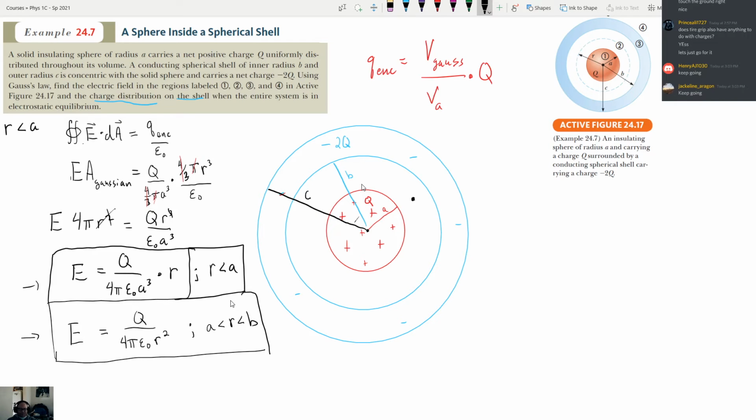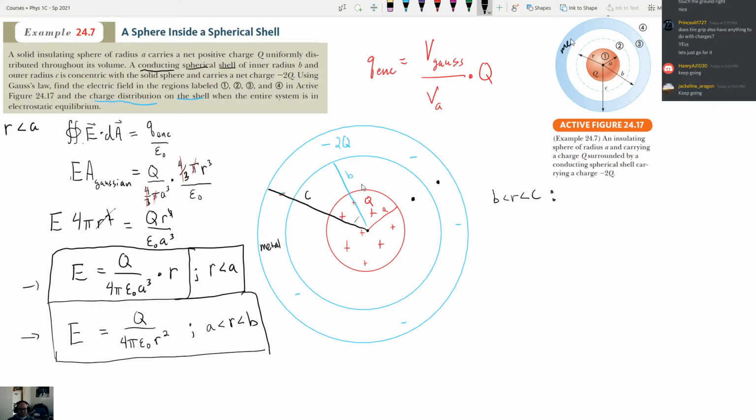Okay, so what happens when we get into the region right here? So when we get into the region where, what is that going to be? B less than r less than C? What's going to happen now? So this is where we have to go back here and look at the fact that this was a conducting spherical shell, right? This is a metal.